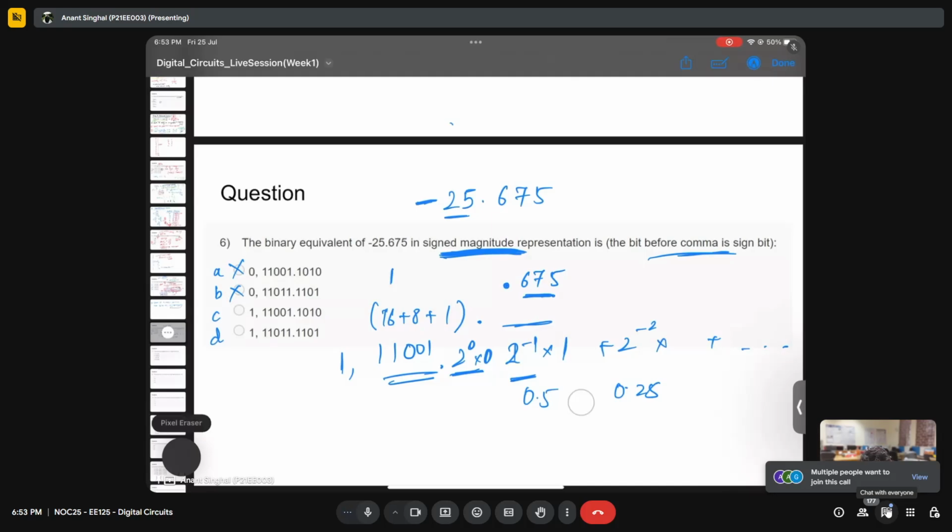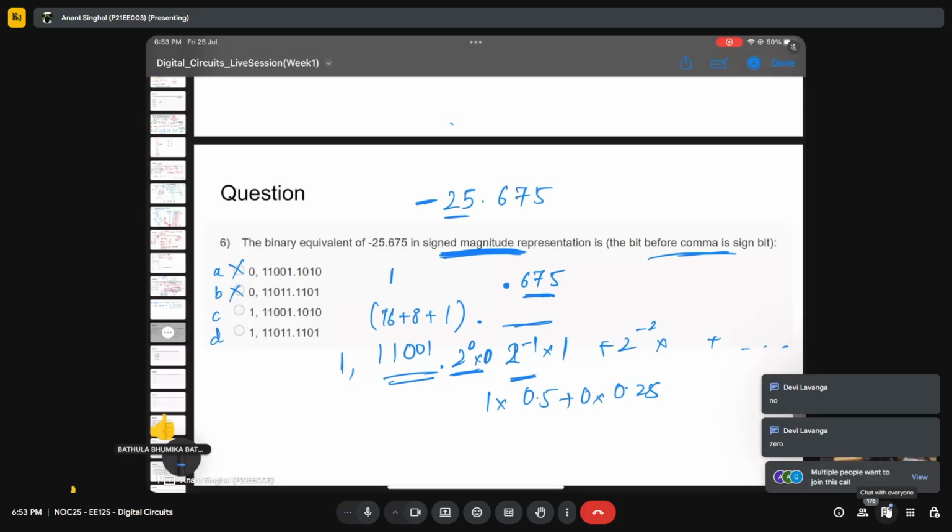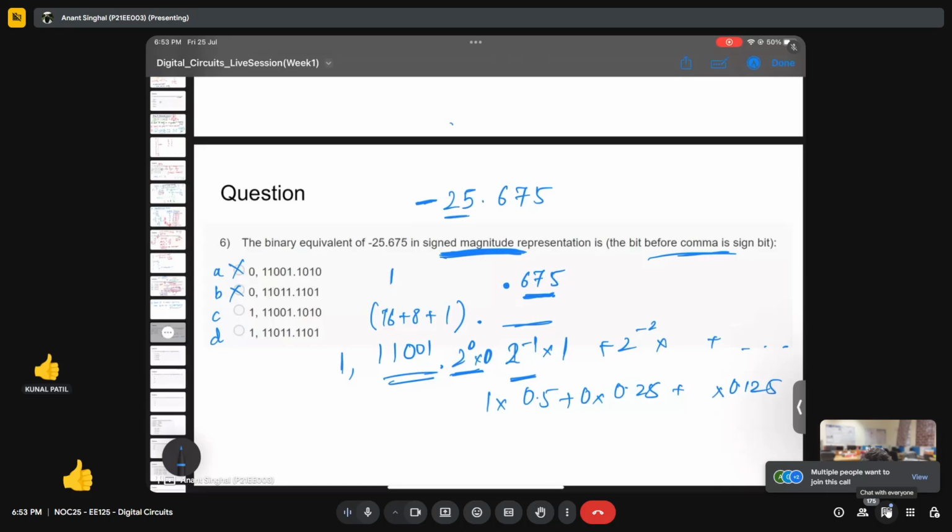Please comment yes or no. No, because that will make your 0.6575 larger than that. Now the half of that would be 0.125. Can I take 0.125?